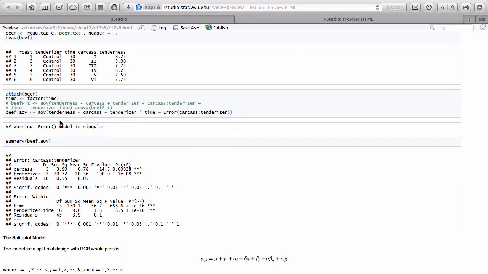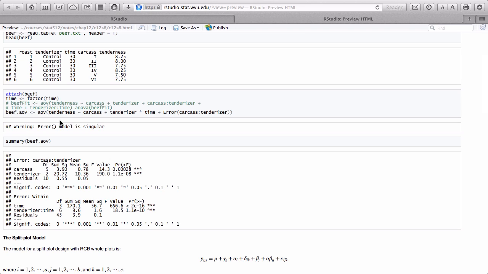Now we're going to run aov, which is a wrapper for lm that will do an analysis of variance. But it does allow an error term to be specified. There's one little problem with this: we get the correct answer, but it doesn't know we did. So I said tenderness is modeled as carcass plus tenderizer asterisk time.